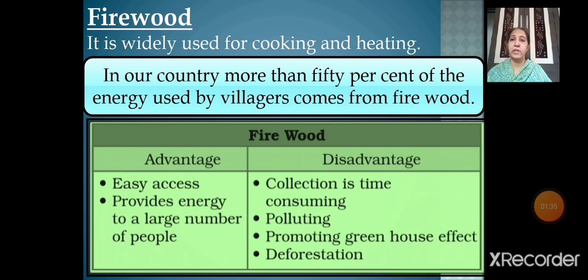Now let's go through the advantages and disadvantages of firewood. First, the advantages: it is easily accessible, right? You can get it easily, and it provides energy to a large number of people. Whereas if we talk about the disadvantages, collecting the wood for the firewood is really time consuming, and it is polluting also. The third one is that it promotes the greenhouse effect, and the most important thing, deforestation, right? Trees have to be cut for us to get the fire for burning, correct? So it leads to deforestation.